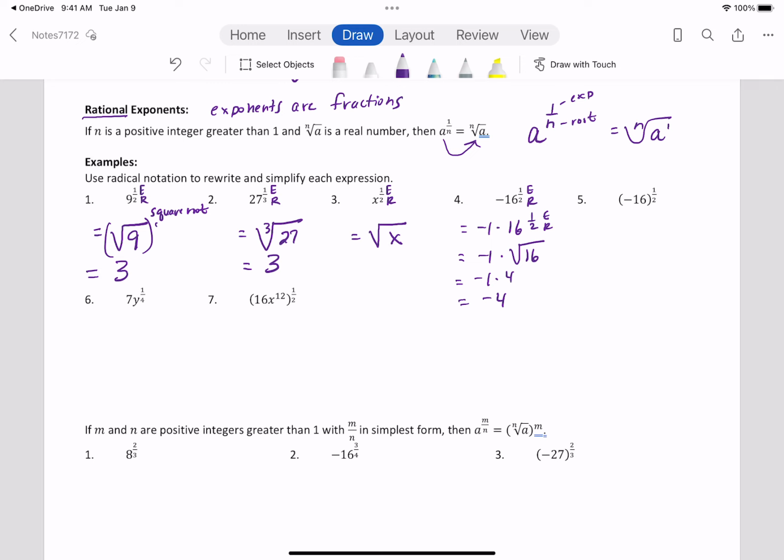For number 5, though, the negative 16 is enclosed in parentheses. So this time when I rewrite it, I have a square root. The negative 16, the whole thing, is going to go under the radical. And then we've talked about before that if I have an even root of a negative number, this is not real.